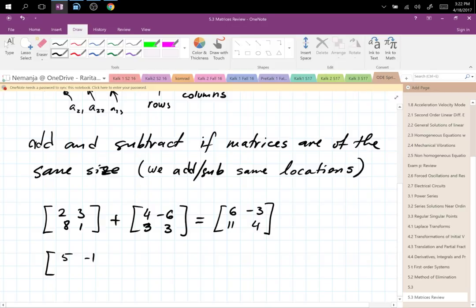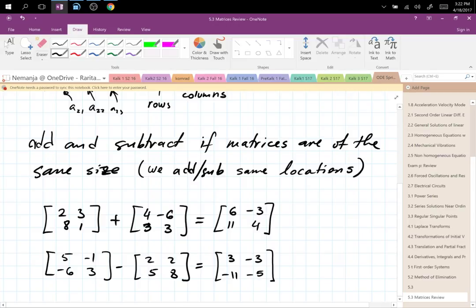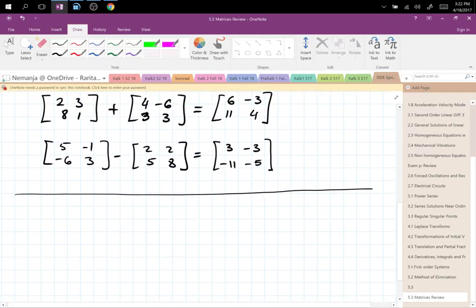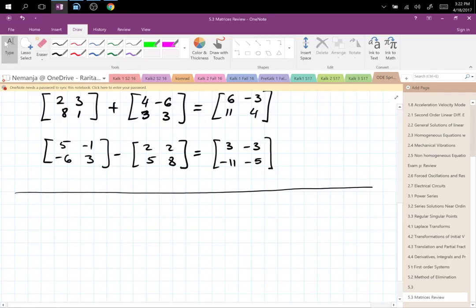So 5, negative 1, negative 6, and 3, and then we subtract 2, 2, 5, 8. 5 minus 2 is 3, negative 1 minus 2 is negative 3, negative 6 minus 5 is negative 11, and 3 minus 8 is negative 5. And that takes care of that matrix. So addition and subtraction is done component-wise. There's no division of matrices, okay?